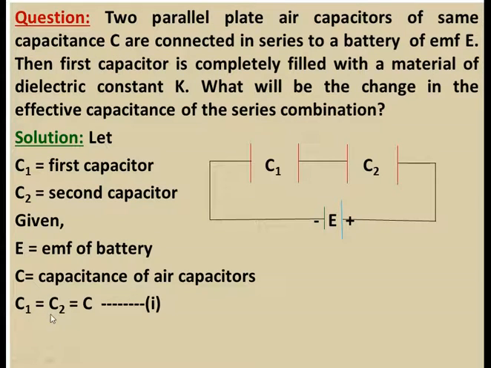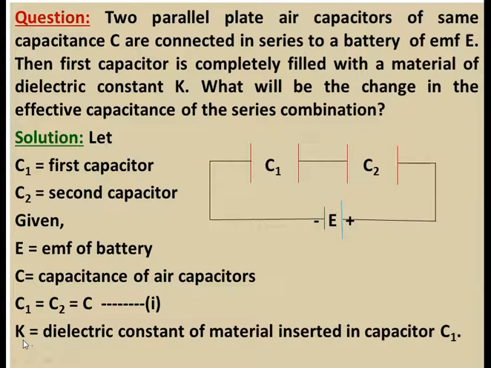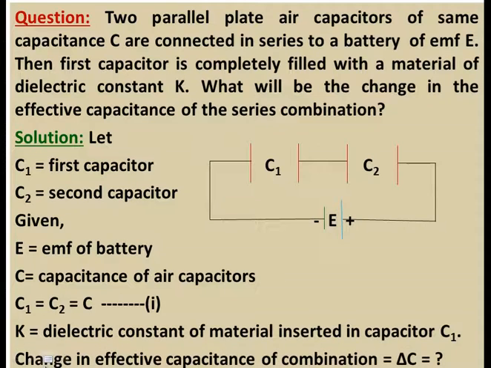So C1 is equal to C2 is equal to C, and K is dielectric constant of material inserted in capacitor C1. It is given in question that capacitor C1 is completely filled with a material of dielectric constant K. This is the second condition. So K is the dielectric constant of material inserted in capacitor C1, and the change in effective capacitance of combination is delta C is equal to question mark.